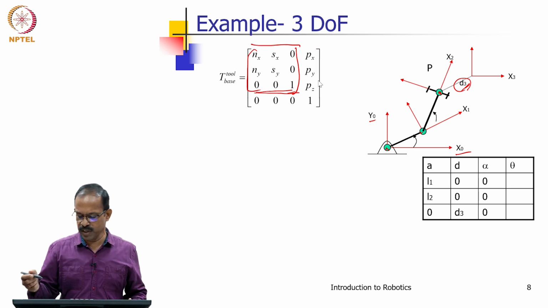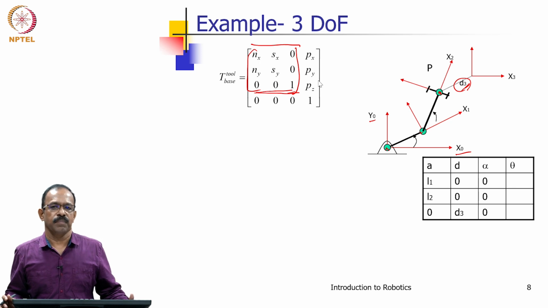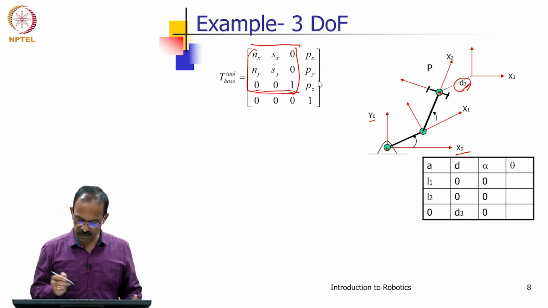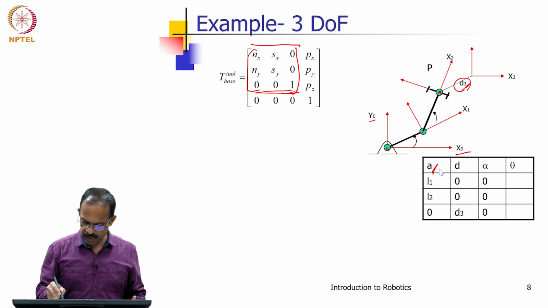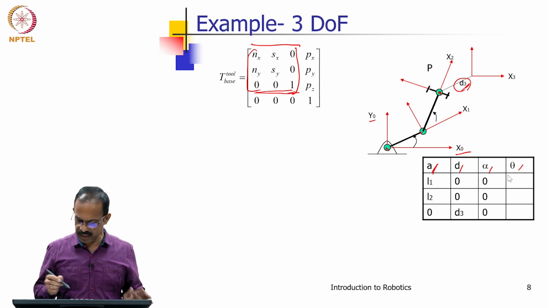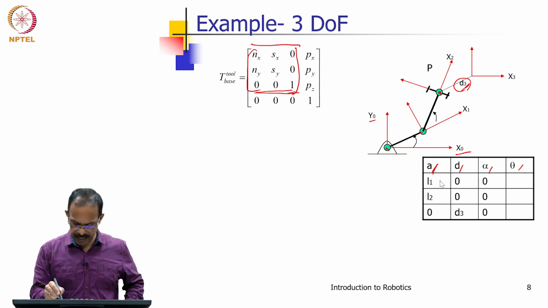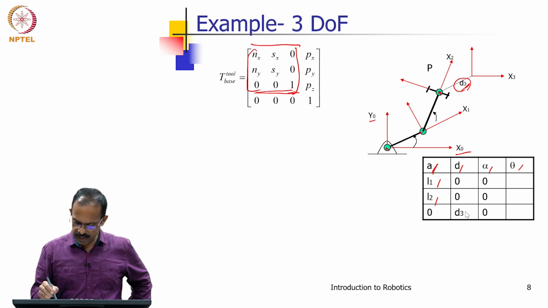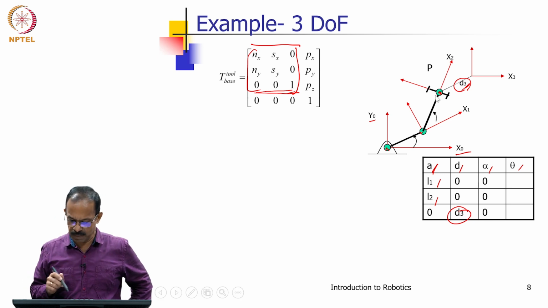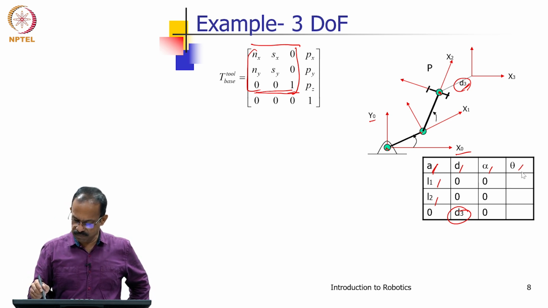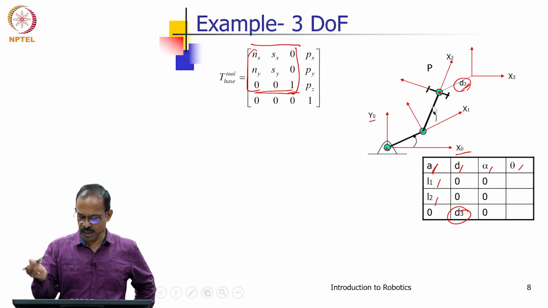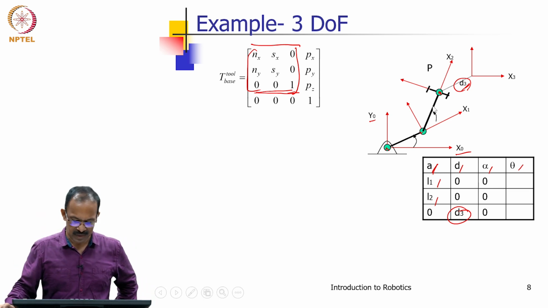DH parameters. First we need to solve the forward kinematics. To solve the forward kinematics we will find out the parameters A, D, alpha and theta. Here L1, L2 is A and D3 is D for joint 3, and alpha is 0 because all the joint axes are parallel, and theta is a variable.